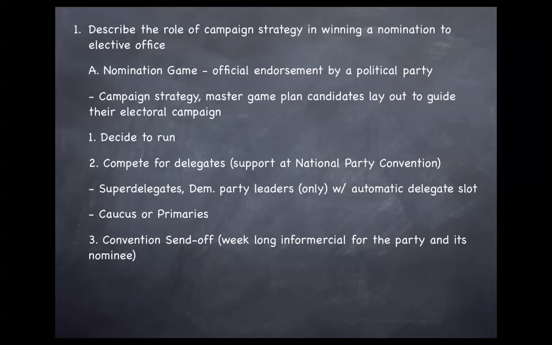Alright, number 1, describe the role of campaign strategy in winning a nomination to elective office. To win an election for the presidency, it's a two-part game. The first game is a nomination game. You have to get the endorsement of your party in order to run for the presidency of the United States. That's the first step. So the nomination game is the first thing to do. Get your endorsement from the political party.